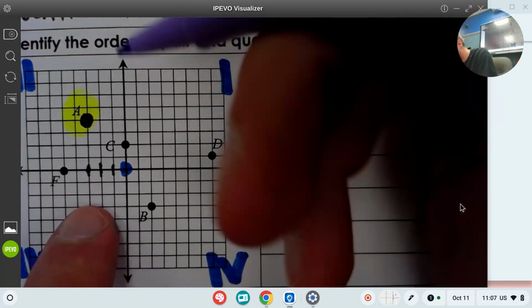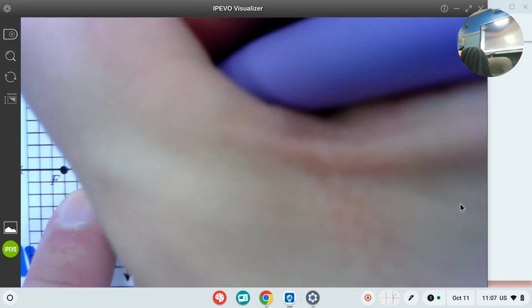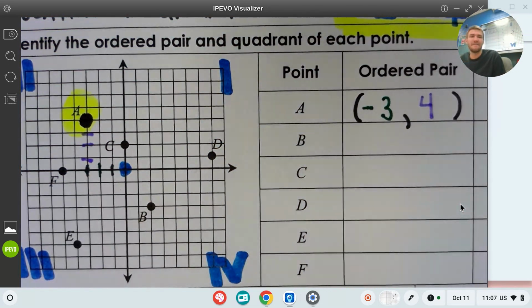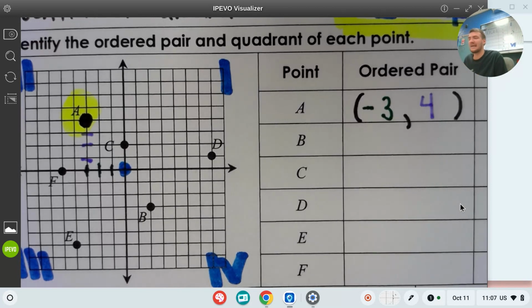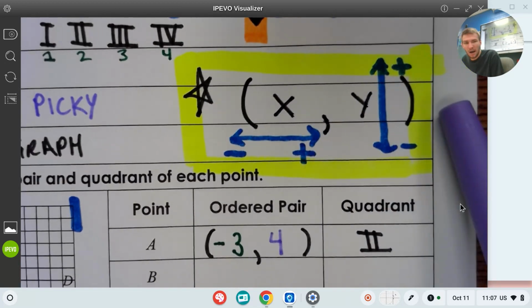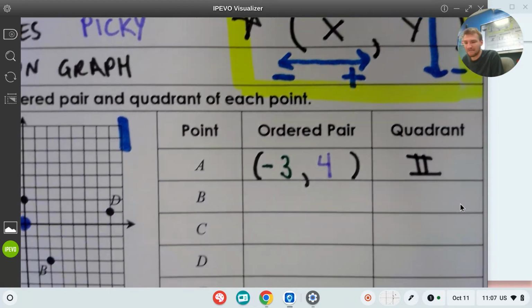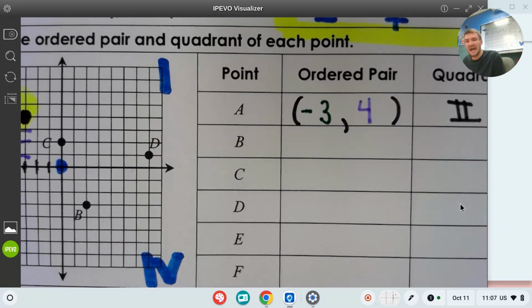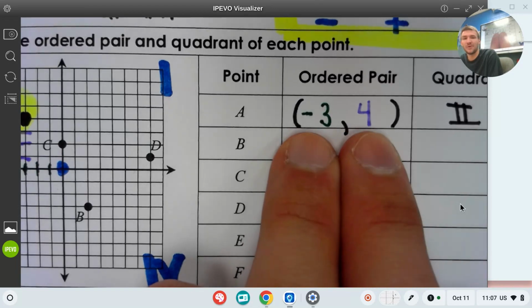I need to press 1, 2, 3, 4. I need to go up to the 4th floor. And let's think about the sign. Is that a positive 4 or a negative 4? It's a positive. Up is a positive. Now, when you are writing ordered pairs, never write a plus, okay? A positive 4 is just a plain old 4.